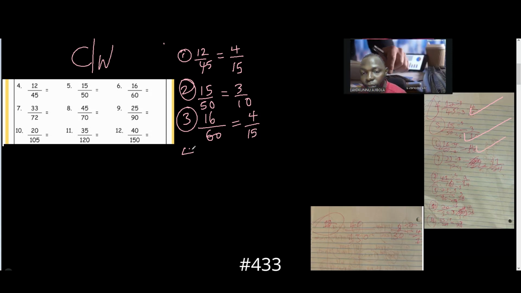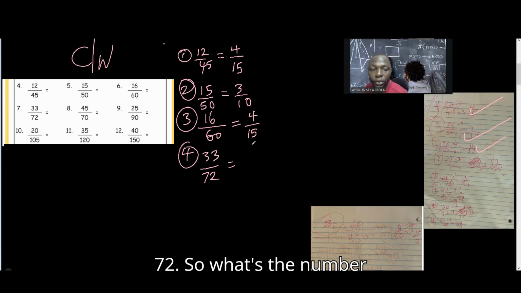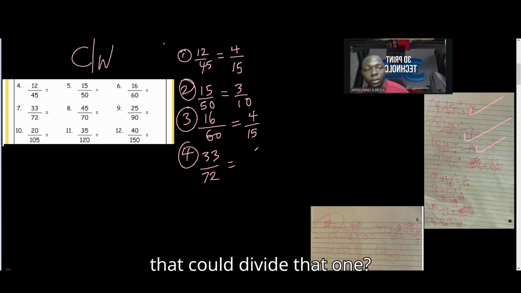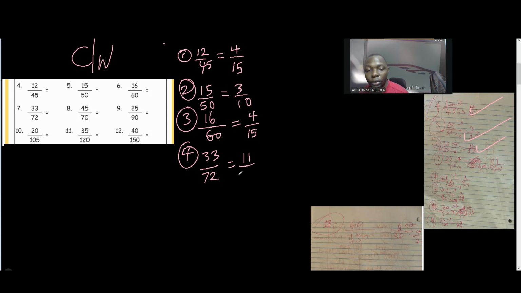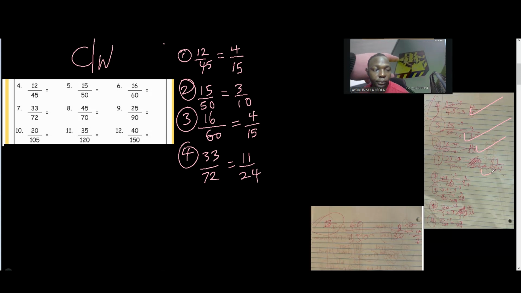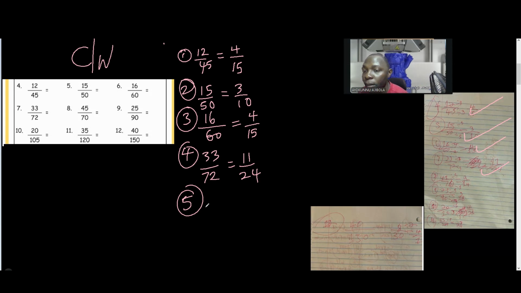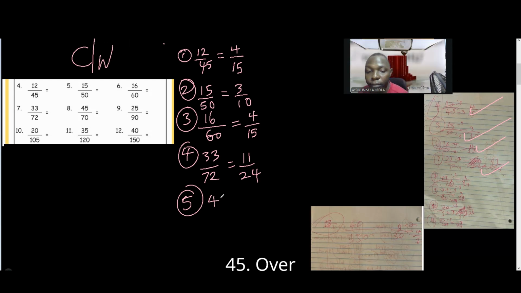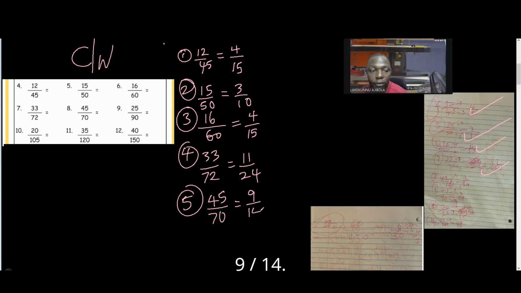Then number 4, 33 over 72. So what's the number that could divide that? 3, which is 11 over 24. And number 5 says what? 45 over 70. So the number we can use is 5, which will be 9 over 14.